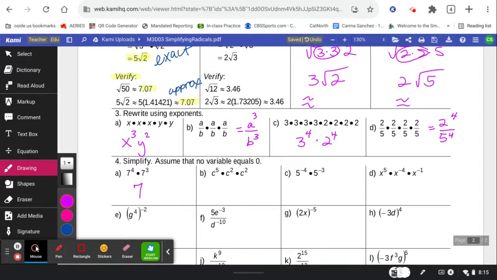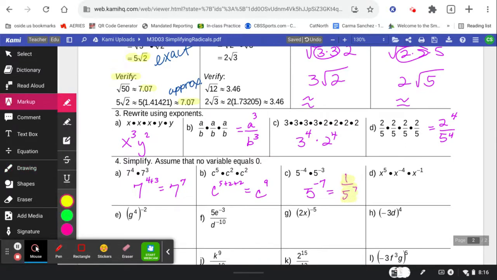Simplifying, this is reminding us of the add rule. So that 4 plus 3, c to the 5 plus 2 plus 2 is going to be c to the 9th. This becomes 5 to the negative 7 if I add or combine those, which becomes 1 over 5 to the 7th. Don't forget to move that downstairs.